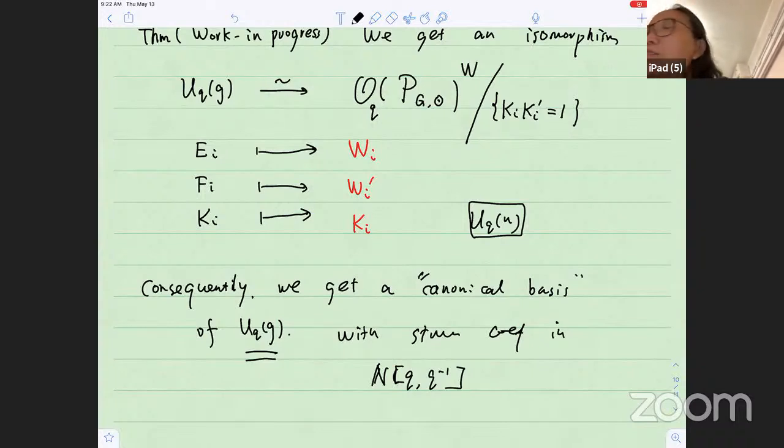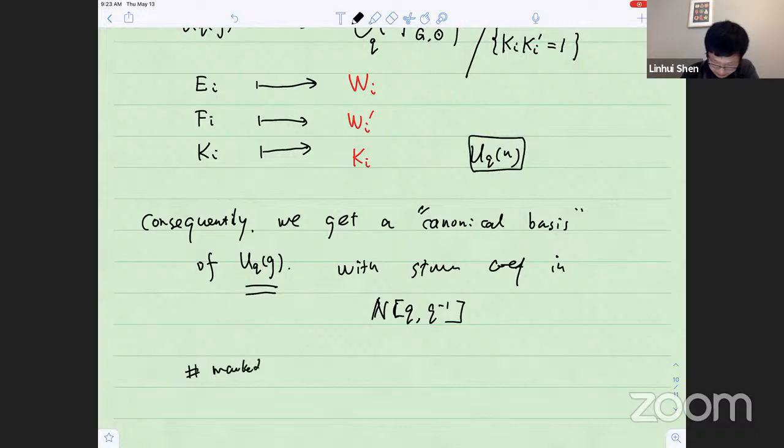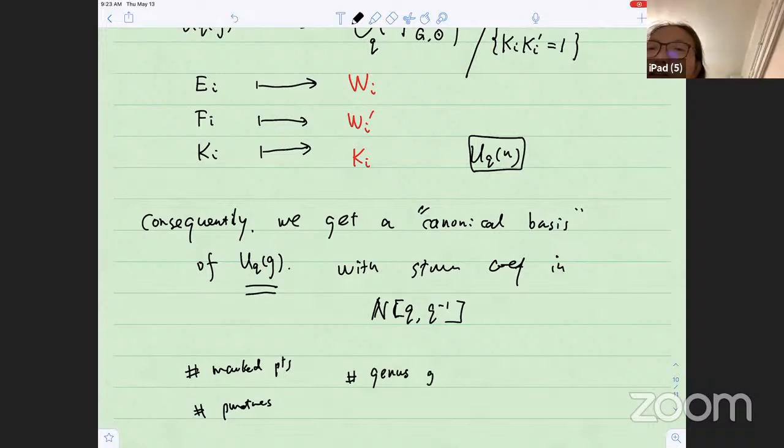Is it possible in general to have a formula for the dimension of this moduli space? Yes. I think there is an explicit formula which depends on the number of marked points and number of punctures, of course, and also the genus and G. I forgot this formula. It's just some product of them and so on.